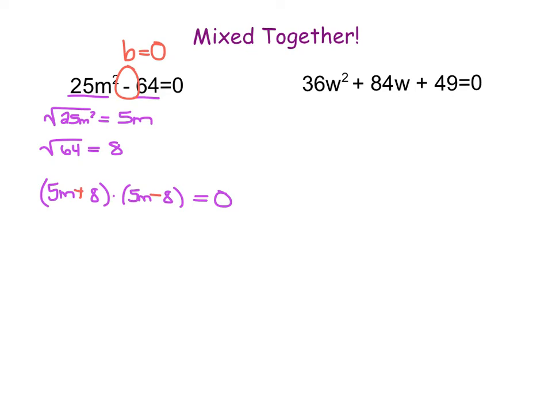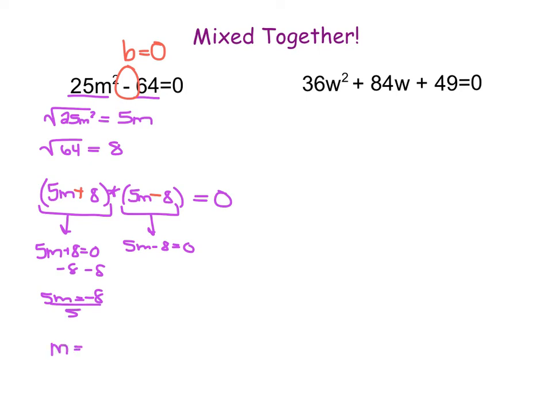And then from here, because this is equal to 0, we can utilize the zero product property because we have something times something equals 0. So we'll take each part and we'll set it equal to 0. 5m plus 8 is equal to 0, or 5m minus 8 is equal to 0. And then I start by solving each mini equation, and I find that one value for m is negative 8/5, and another value for m is equal to a positive 8/5.